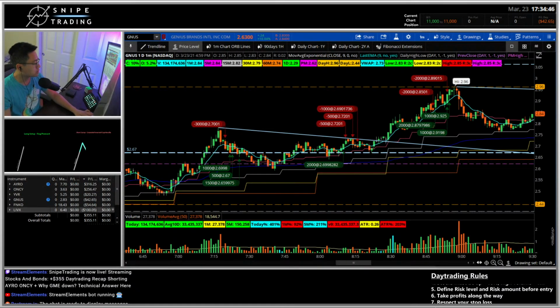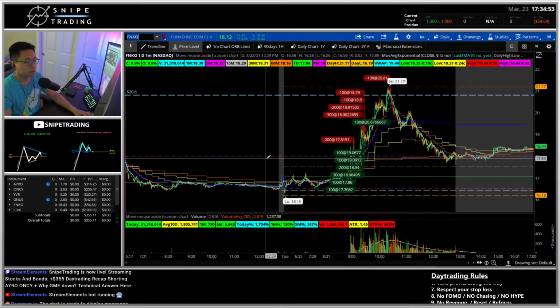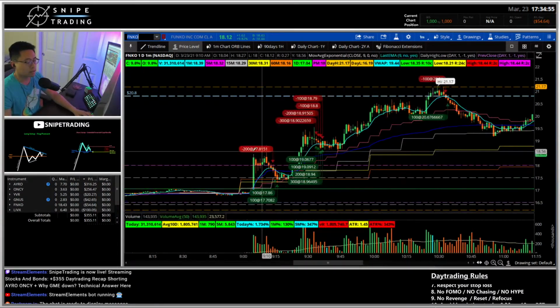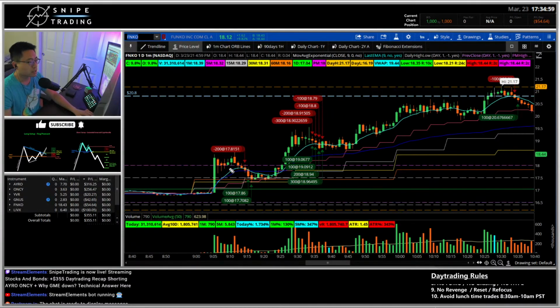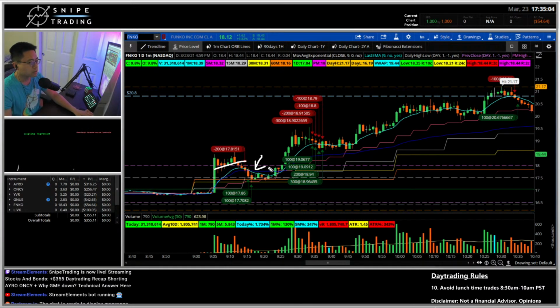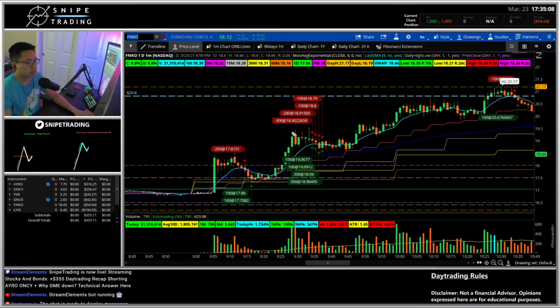So my next trade is FNKO. This was, I guess, an NFT hype play. Tried shorting here and covered, and this was a small win there. And then I saw this flag here was breaking in that wick there. So I was looking for an inverted cup and handle to form.